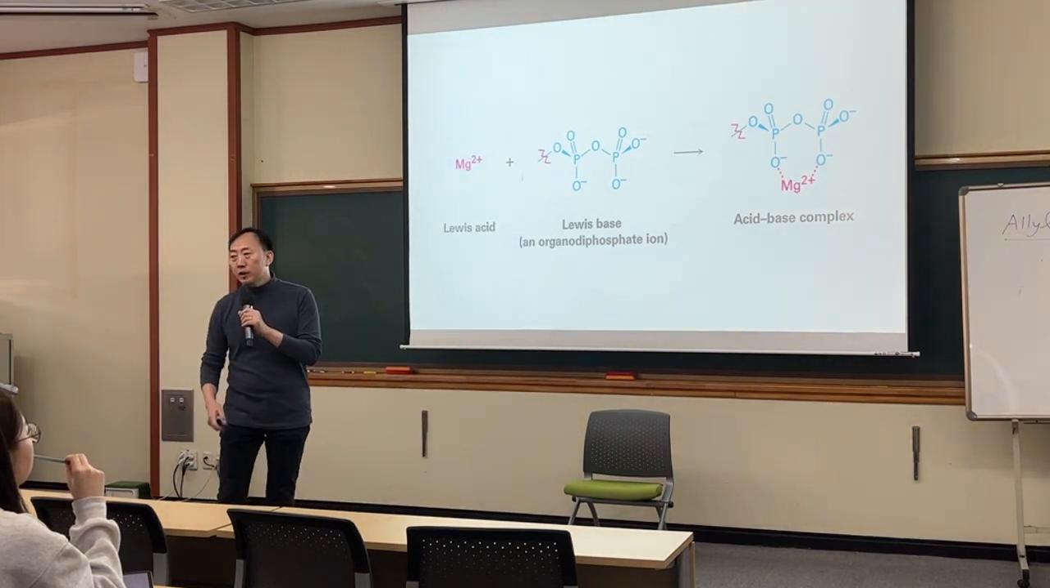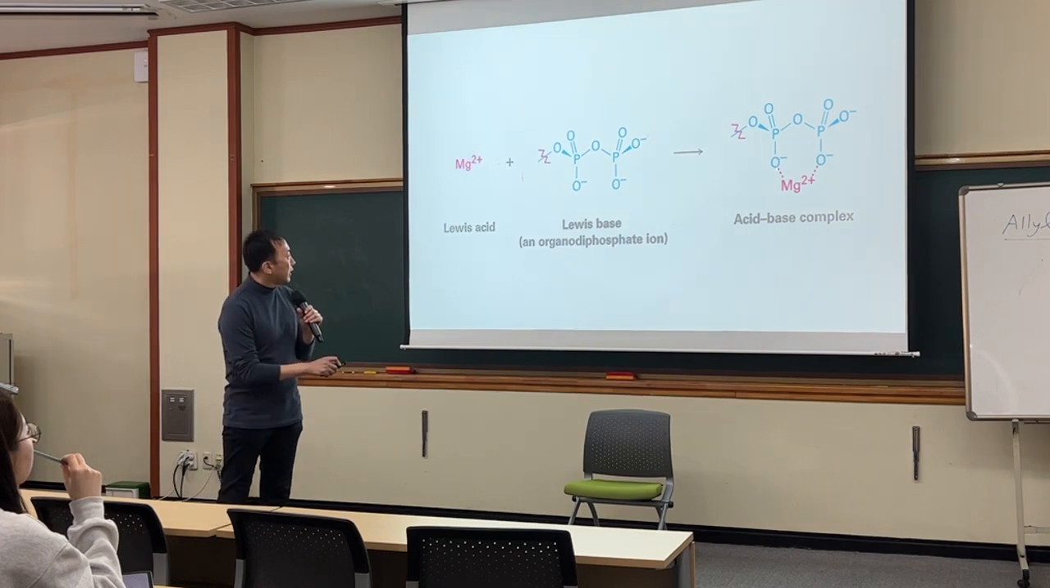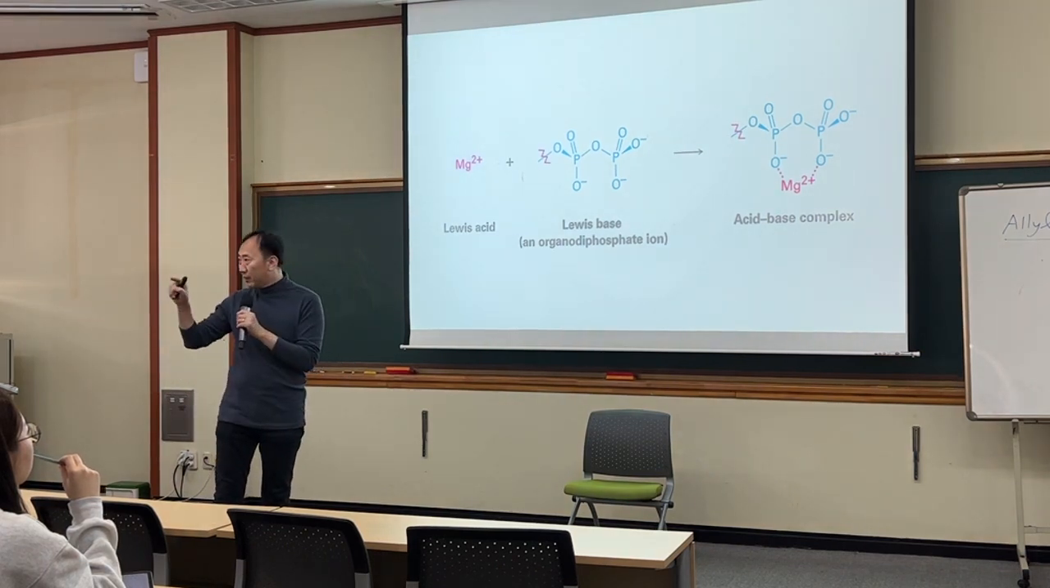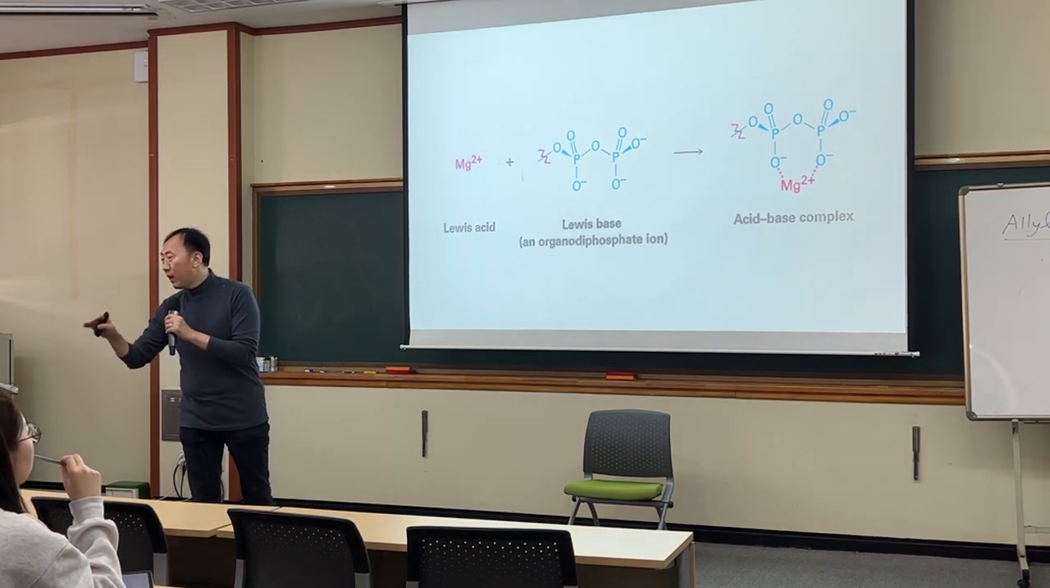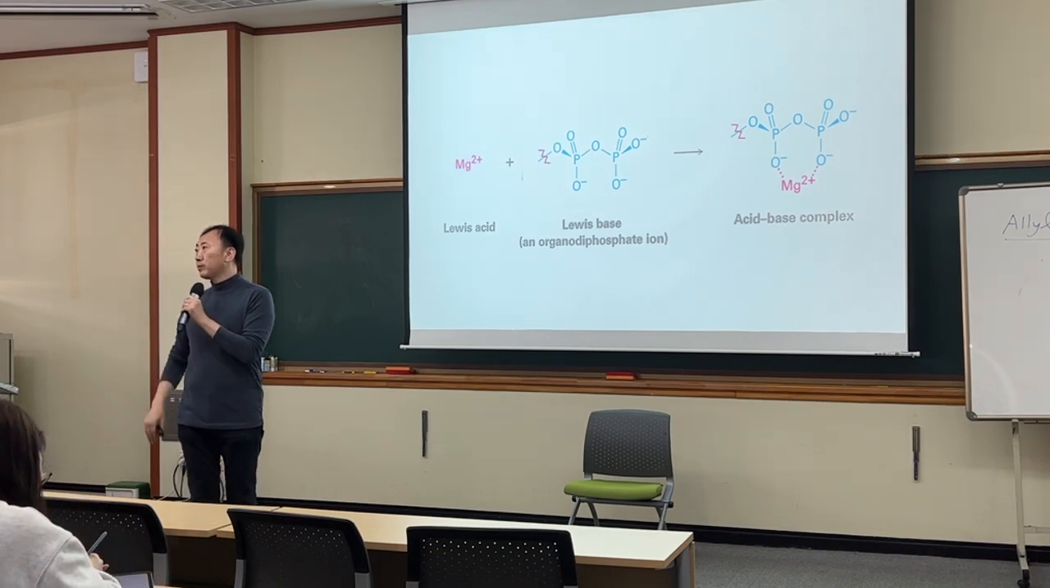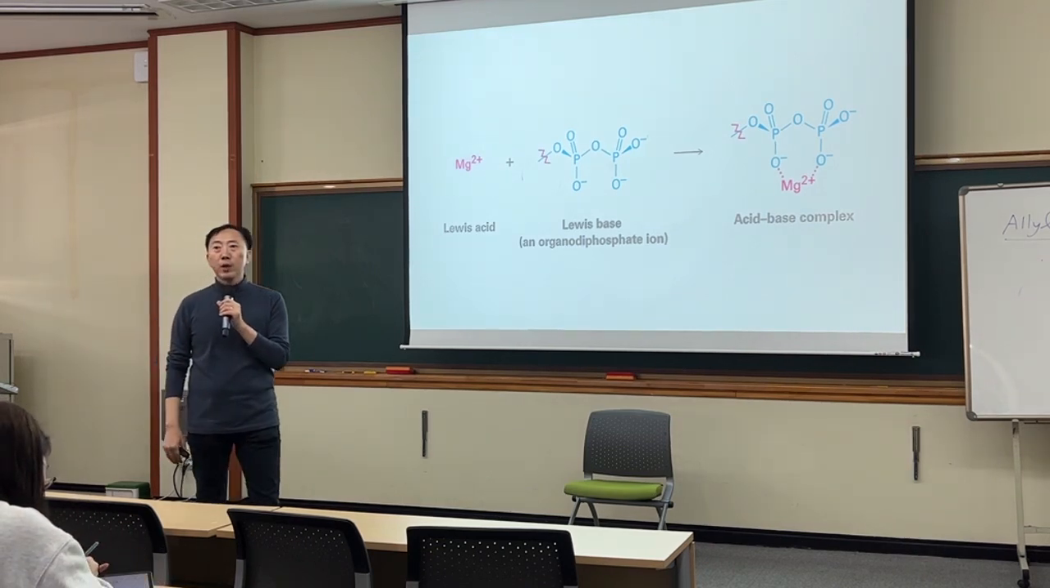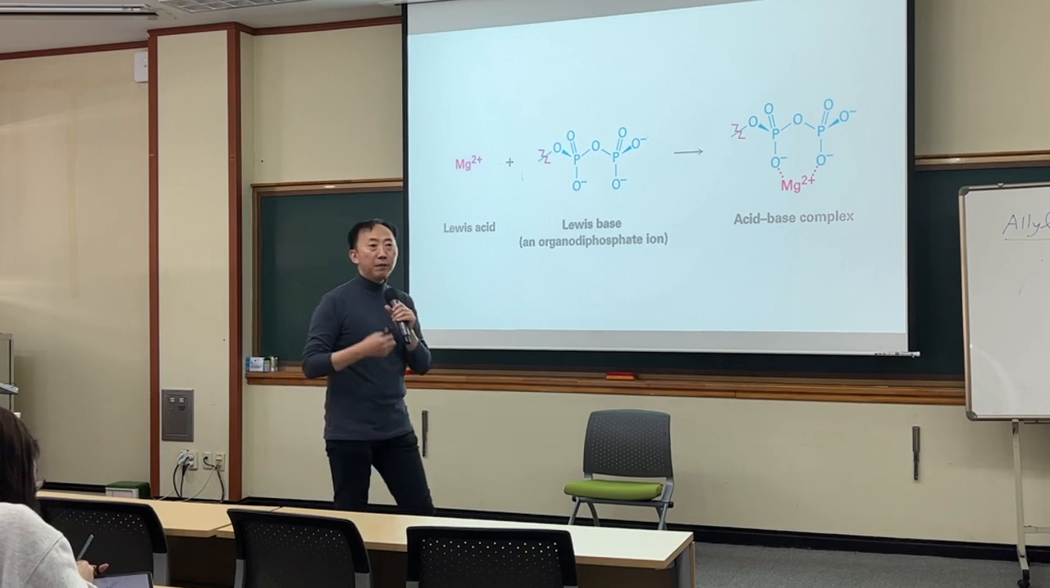It's not covalent bonding, that's why they draw not a solid line, they put a dotted line. It's kind of a bond that's reversible. Covalent bond is usually quite stable. Once it is formed, it's difficult to break.